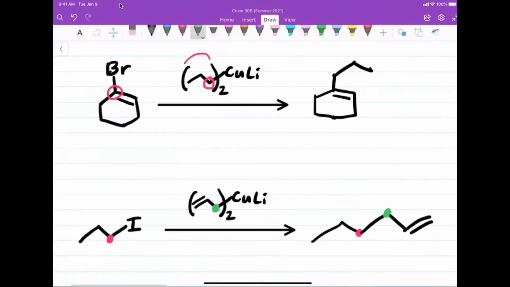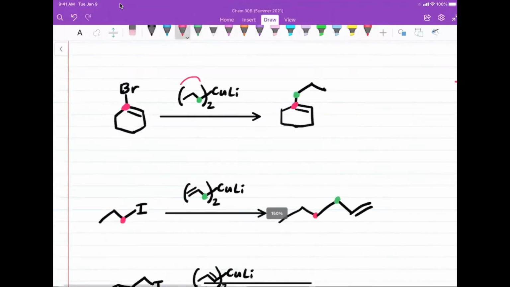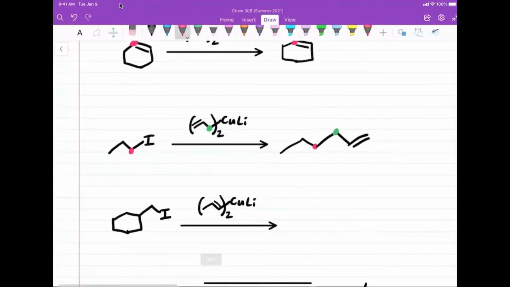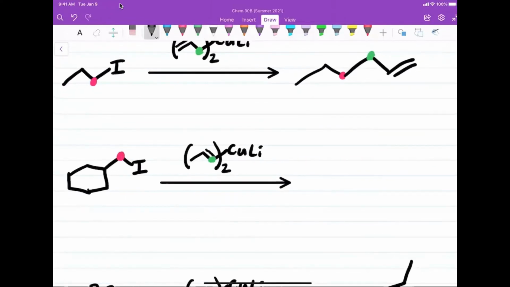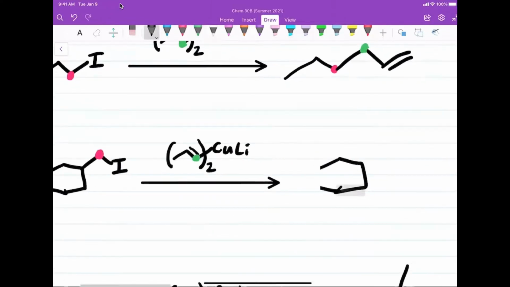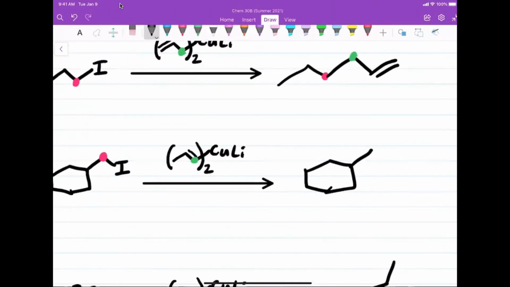So the same thing up here. Red here, green, green, red. Okay, let's do the next one. Red, green. So I'm marking the carbon attached to the halogen, and the carbon attached to the metal. So now I'm going to attach red and green. So red is here. Green is here.